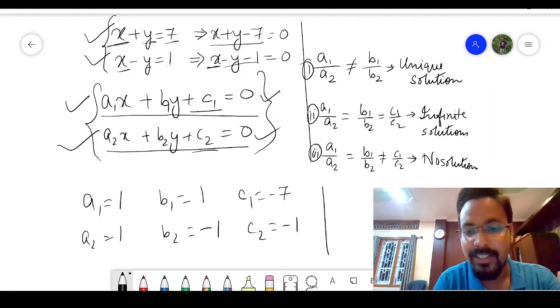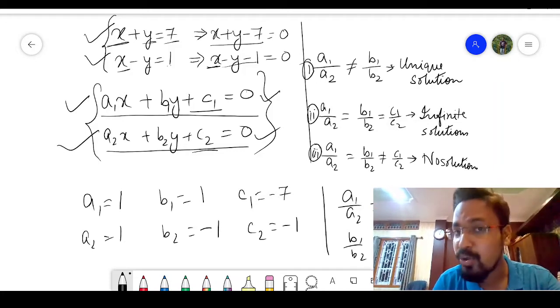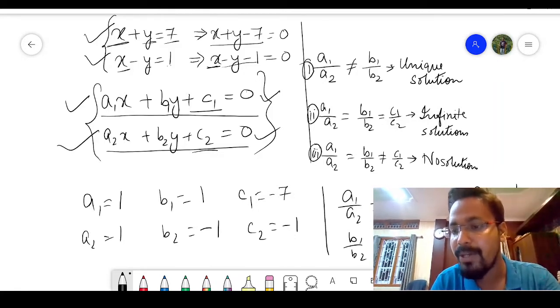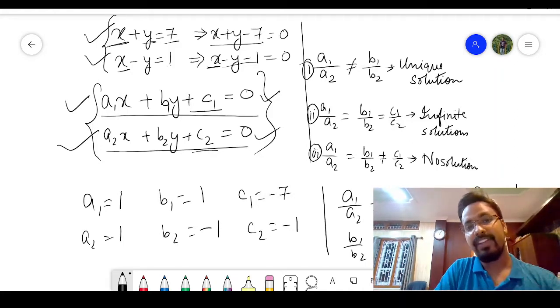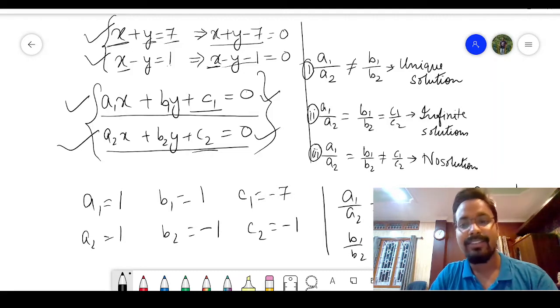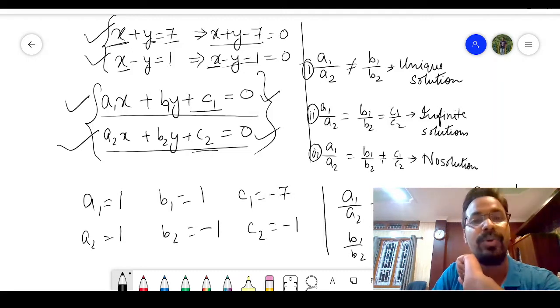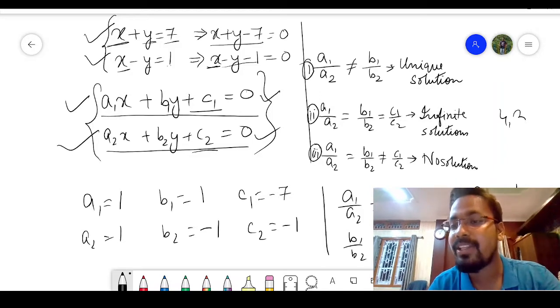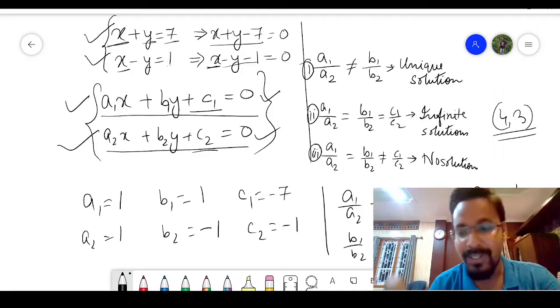Now let us find the ratios. So a1 by a2 is going to be 1 by 1, which is 1. b1 by b2 is 1 by minus 1, which is minus 1. So these two values are now not equal. So we have a1 by a2 is not equal to b1 by b2. That means they have unique solutions. So you remember, as we have done in the previous slide, when we solve this equation, we got the answer 4 comma 3 and we got only one answer. That means they have unique solutions.